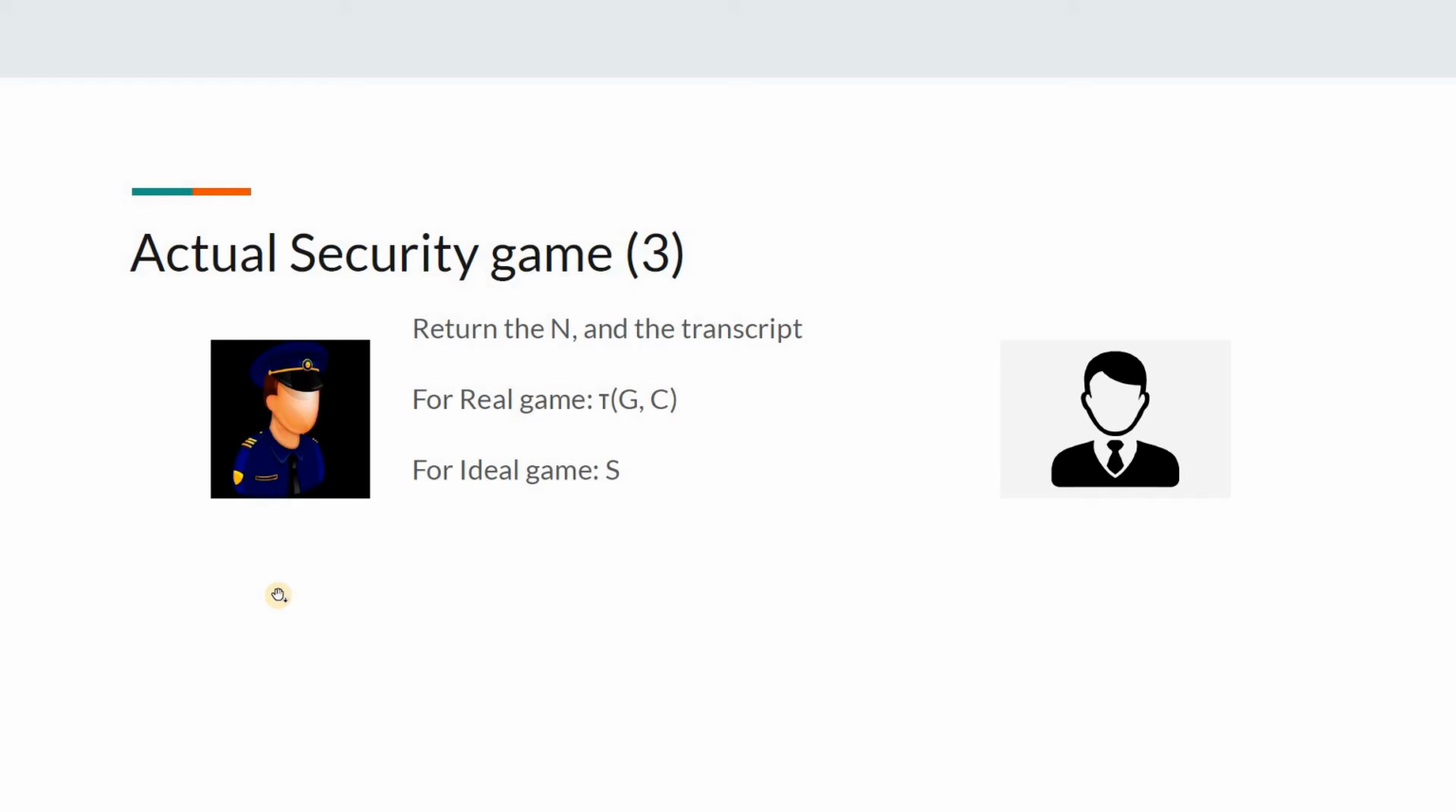Then the security game will go to a return stage, returning the nature and also the transcript. For the real game we mentioned previously, this will return a transcript including the G and the C, which is the government and also the compel actions. And for the ideal game, we will return a simulated transcript made by the simulator S.